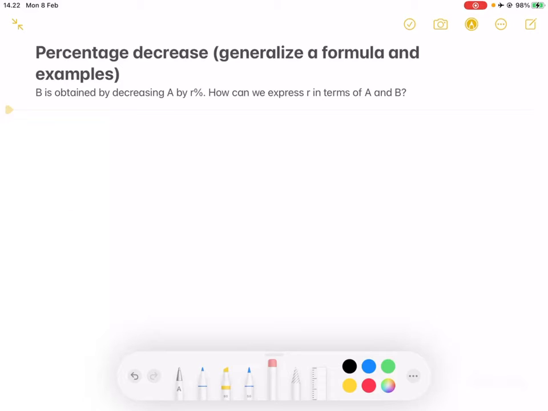So first we can just set up an equation in terms of B, A, and R. Notice that B is obtained by decreasing A by R%. So B can be expressed as A, the original value, minus the amount of decrease, which is just R% of A. So something like that.